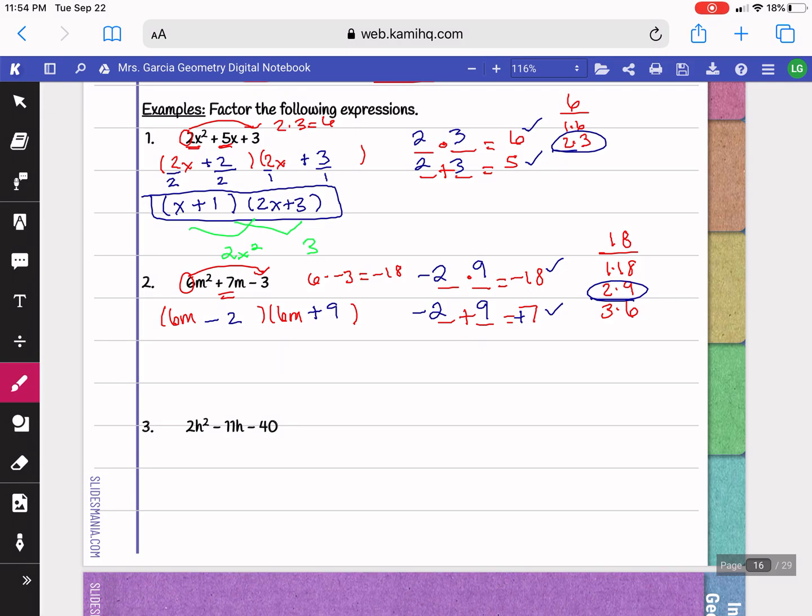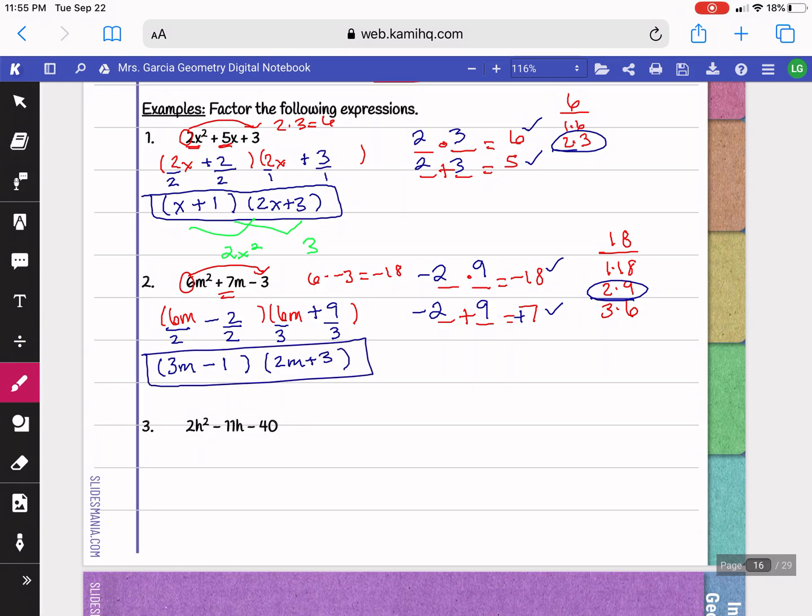Now there's that extra step where you have to divide by a greatest common factor. So if we look at our first one, the biggest number that 6 and 2 can be divided by is 2. So this simplifies. 6 over 2 becomes 3m, and 2 over 2 becomes 1. If I look at my second factor, the biggest number that 6 and 9 can be divided by is a 3. So I'm going to divide both of those by 3, and that becomes 2m plus 3. So these would be my factors.